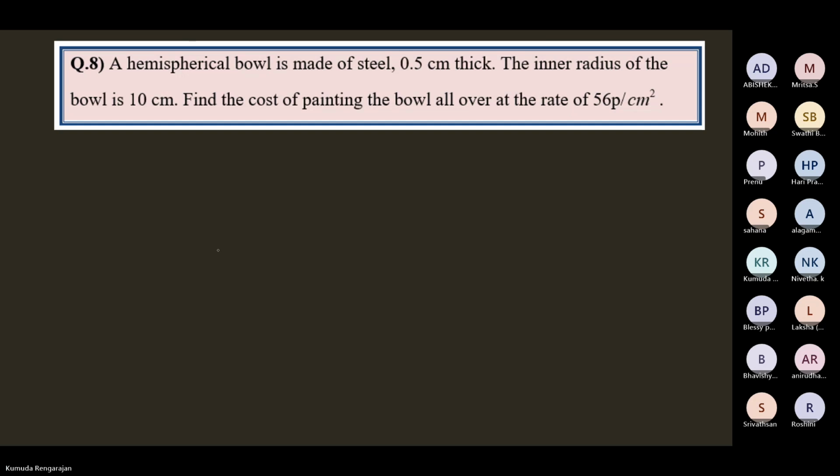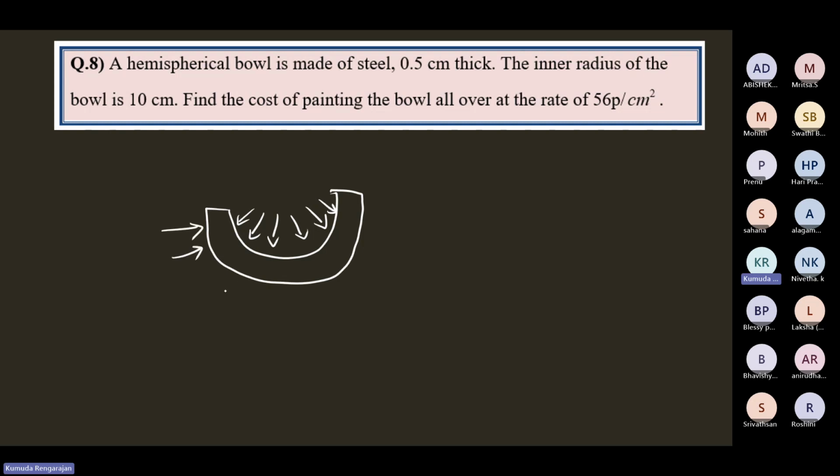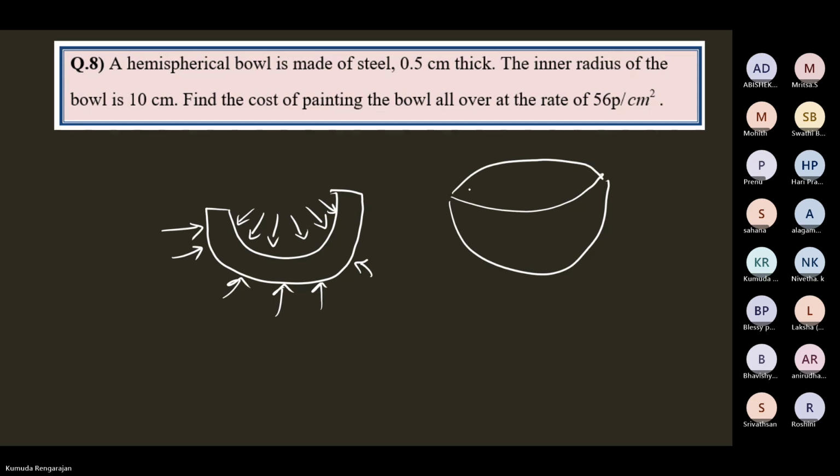So where all is the bowl painted? The inner CSA will be painted. This is the inner CSA. This will be painted. The bowl is thick. So the outer surface area, this one. This is the outer surface area. This will be painted. The outer surface area is painted. And then on the top, you'll see a circular ring like this.